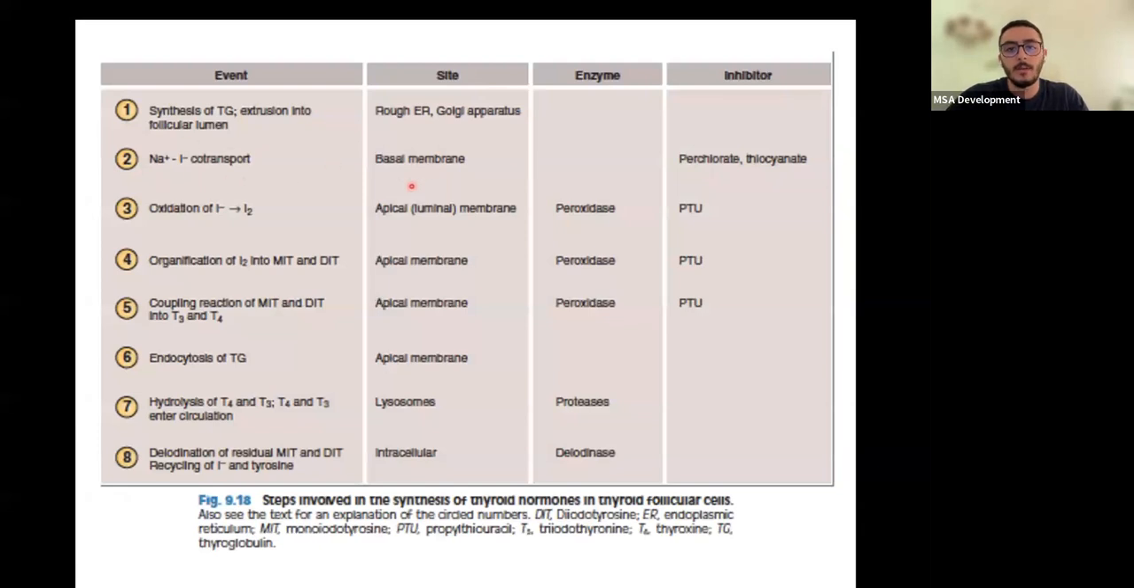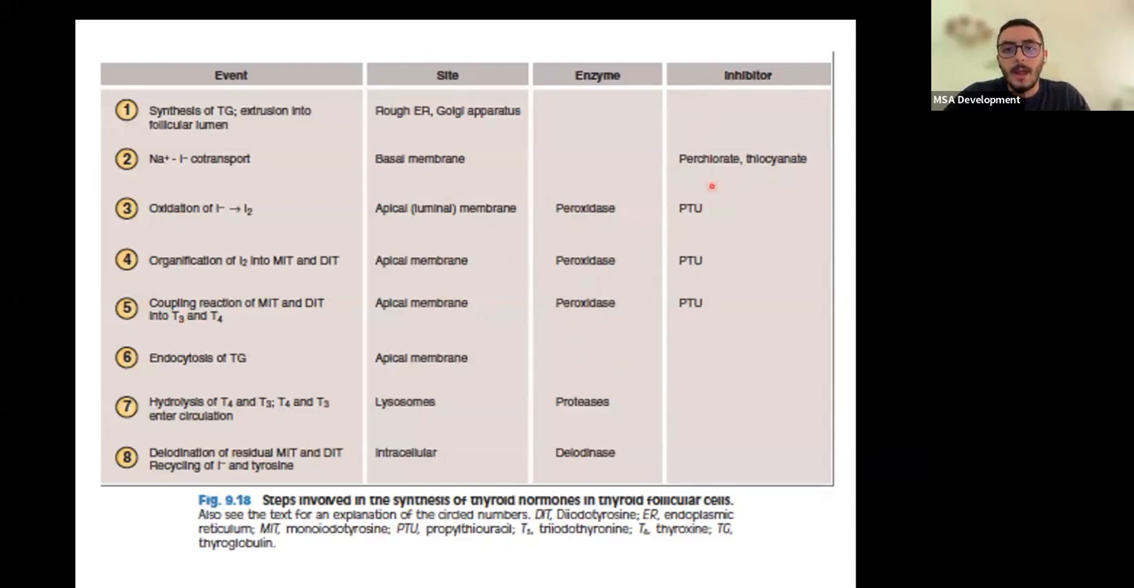The cotransporter here on the basal membrane, then oxidation. Look at 3, 4, 5. They are all carried out by peroxidase: oxidation, organification, and coupling on the luminal or apical membrane, all carried out again with peroxidase. They are inhibited by a drug called PTU. Just know that there is a drug called PTU that inhibits peroxidase.